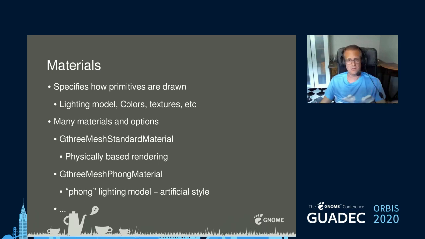And the most typical material you would use is the mesh standard material that implements something called physically based rendering, which is a very modern rendering model based on a physically correct lighting model. That is what normal games use these days.